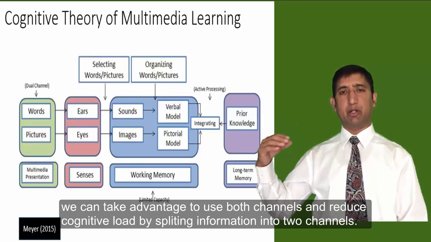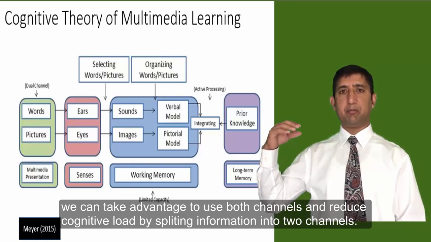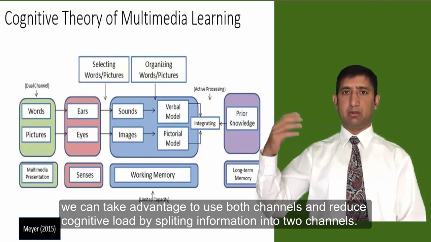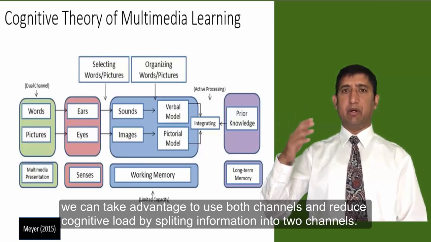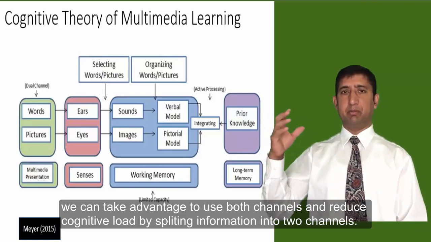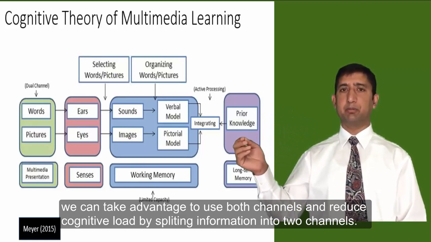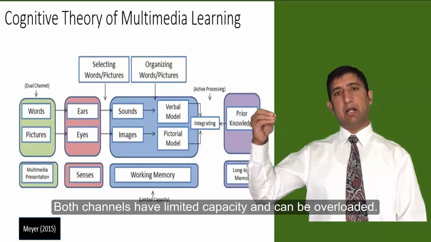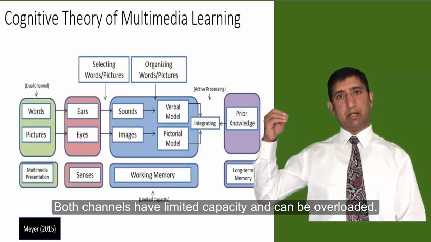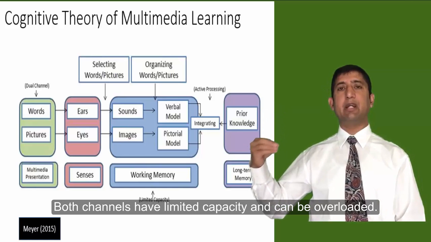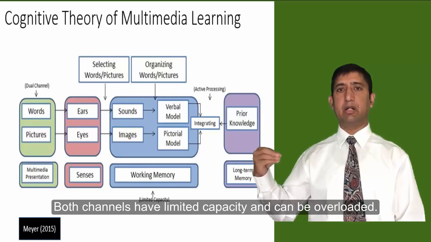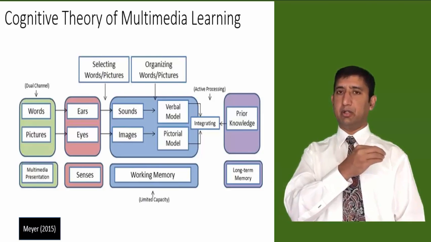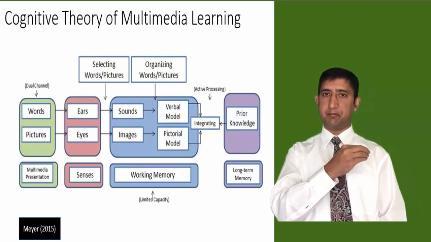We can expand our working memory if we divide the information we want to present to the learners or to the audience, presenting some information in the auditory system and other information in the visual system. These visual and auditory systems in working memory have a limited capacity, so we shouldn't overload these two capacities. It's directly related to cognitive load theory.